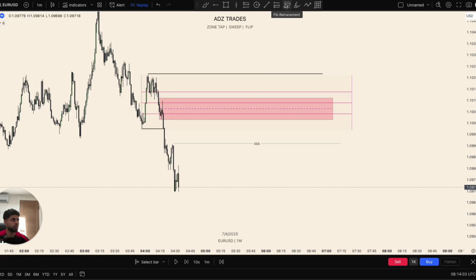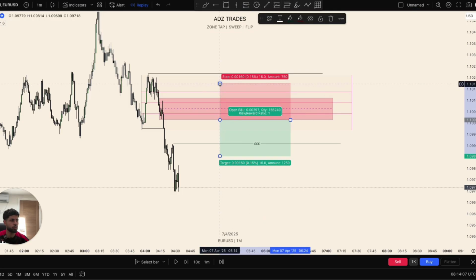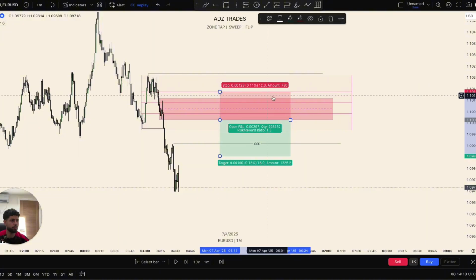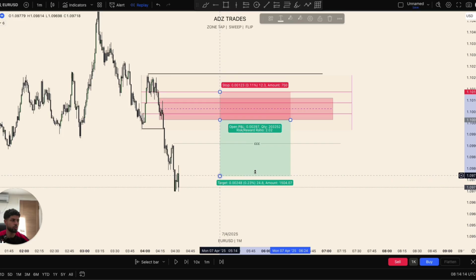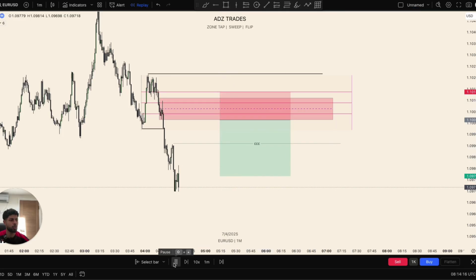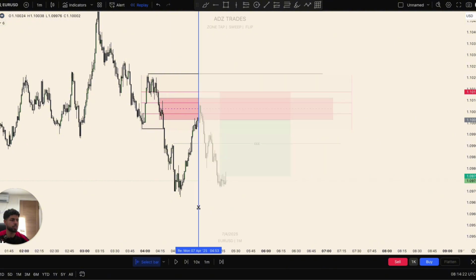Now what you're going to do is set your short position in here. You're going to put your stop loss just slightly above, give it a little bit of breathing room, and just target a simple 1 to 2 risk reward. Okay, we'll play that out. You can see we come, we tag us in, and we smash TP.